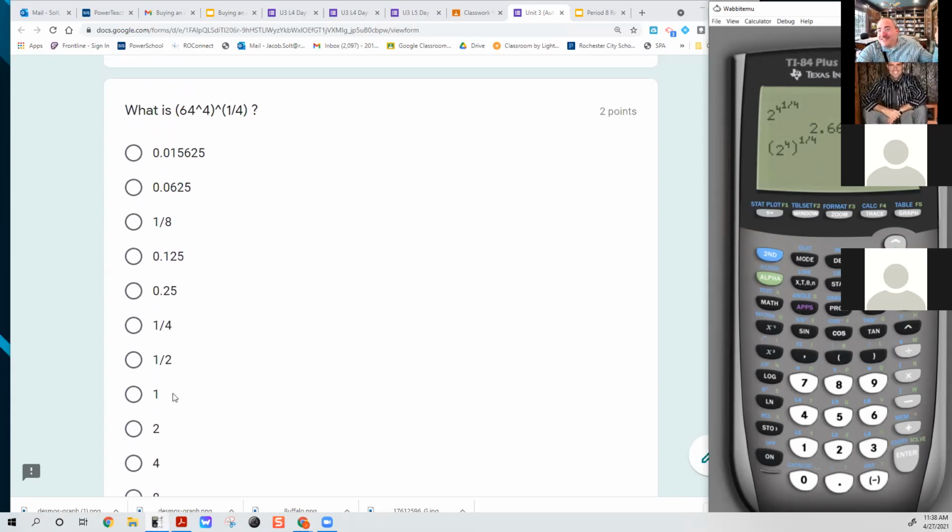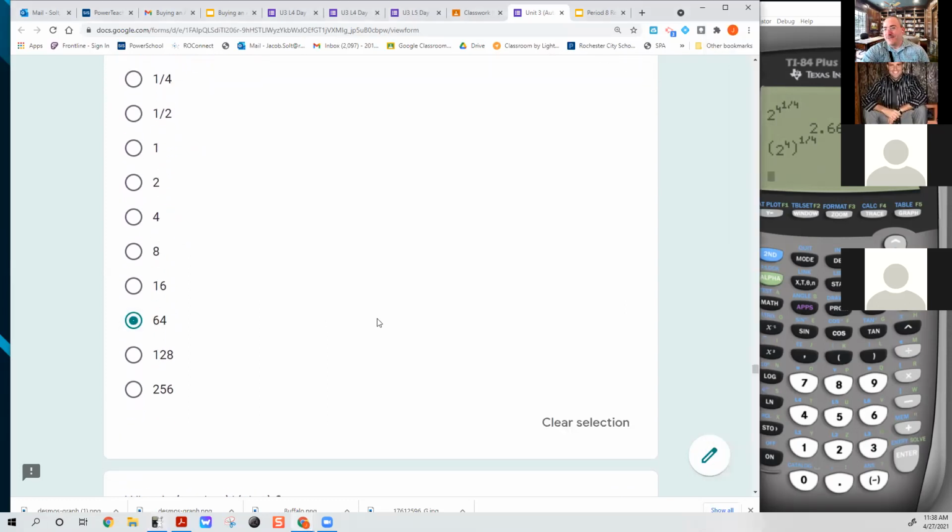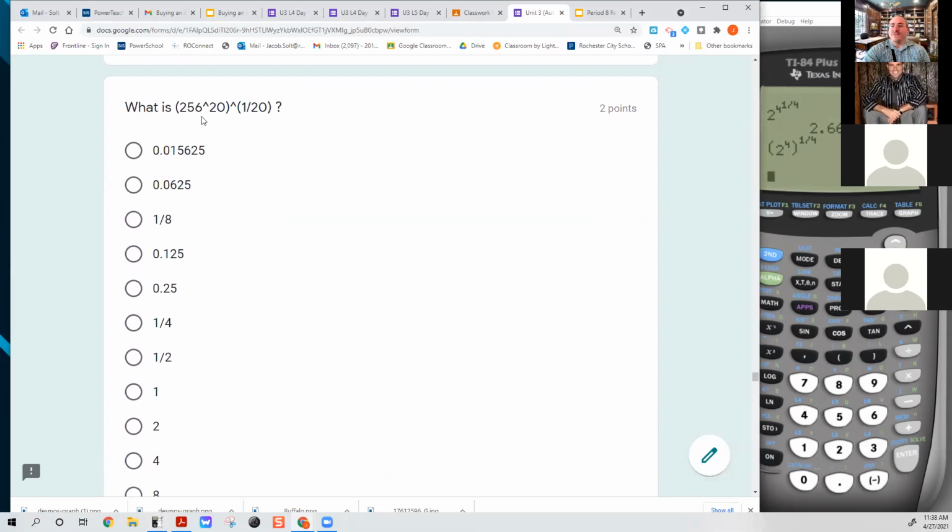No one's shouting it out? You can just look at these. You can be like, oh, wait, if you raise it to the 4th and then raise it again to the 1/4, you've just canceled it. It's 64 again, right? It becomes 64 again. Okay, last one. 256. Okay, it becomes 256, right?